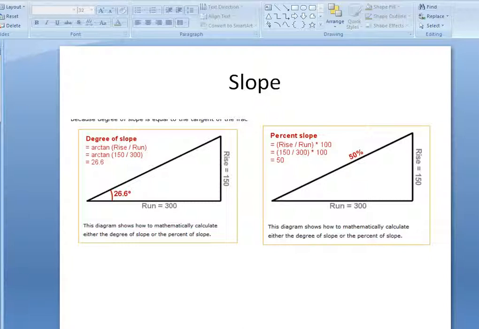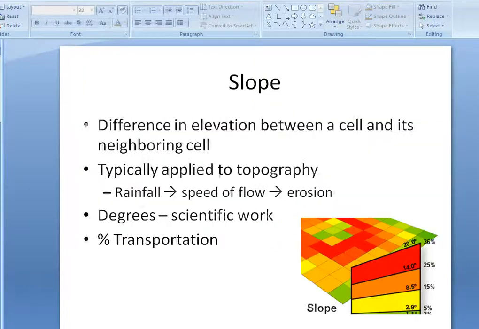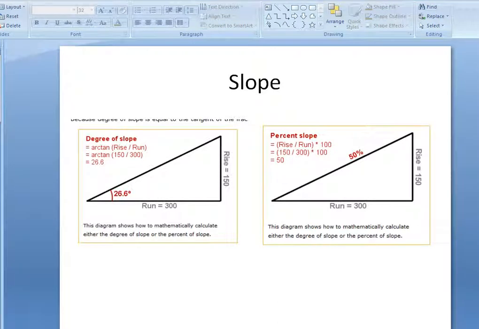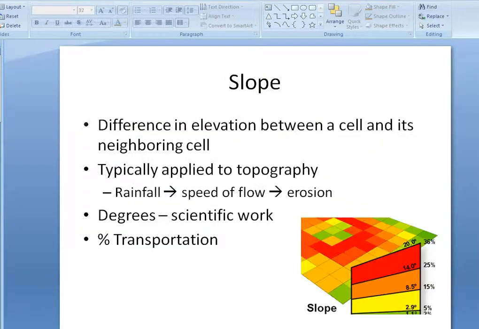And luckily, you don't need to know the formula. You just need to know which is which and which is used for which. One is preferred for engineering, and I think percent slope is more transportation, and the degree slope is more scientific research. So when we look at slope, we're looking at the difference in elevation between each cell and its neighboring cells. And so this is looking at kind of the topography or the land elevation changes.